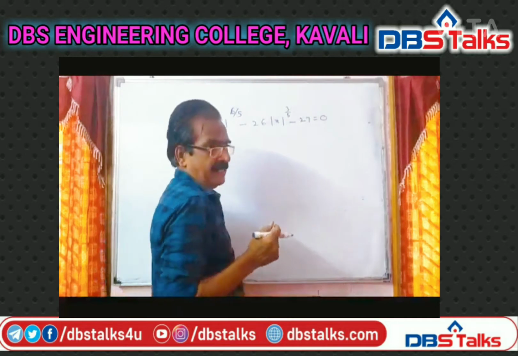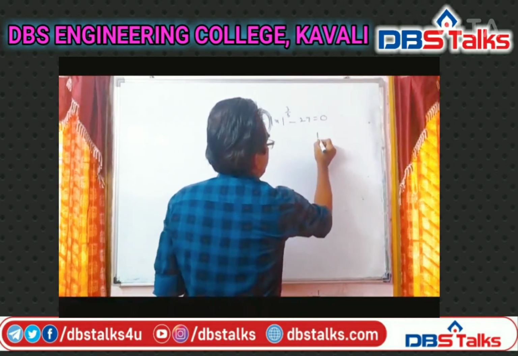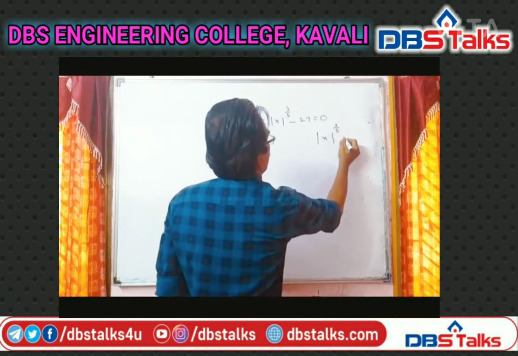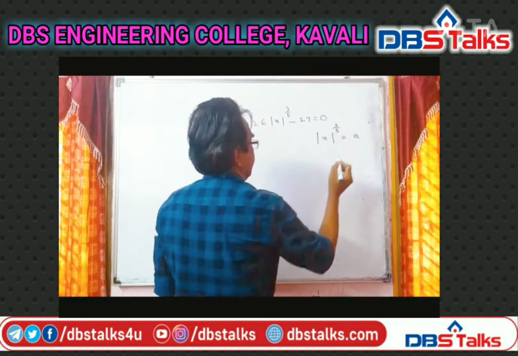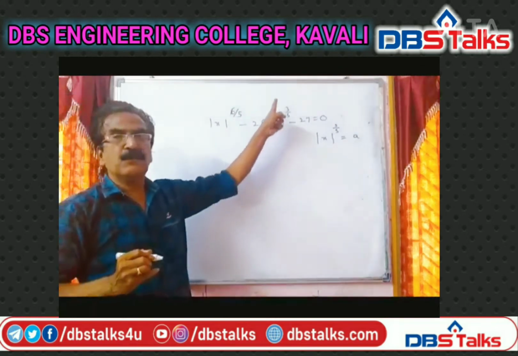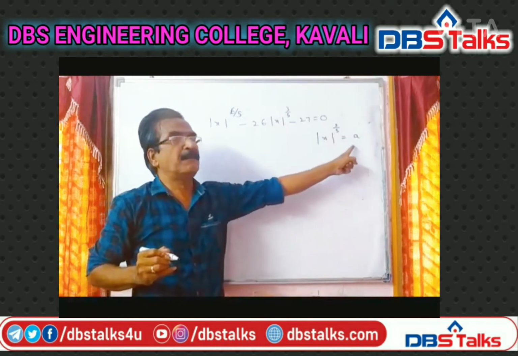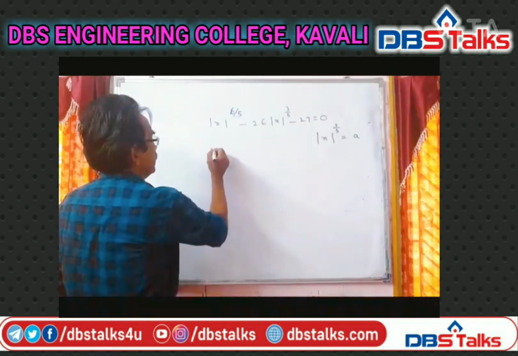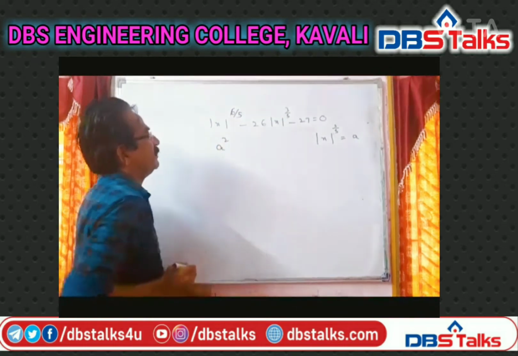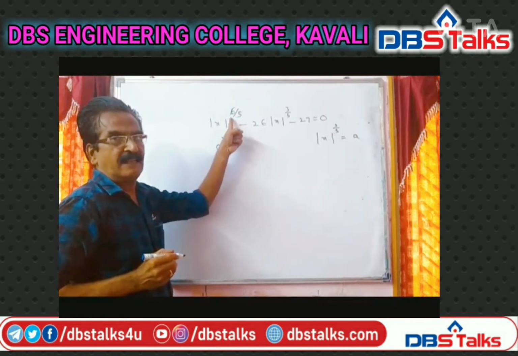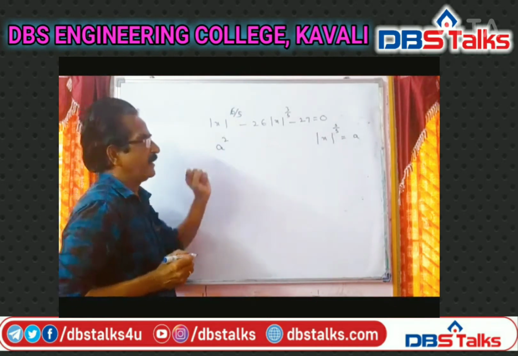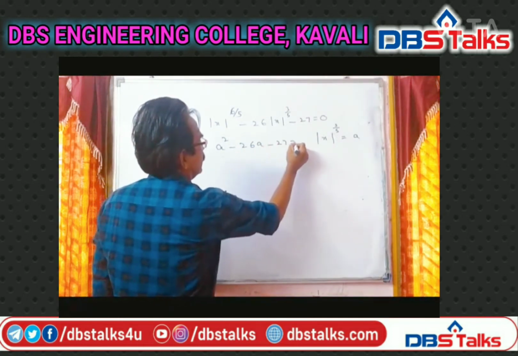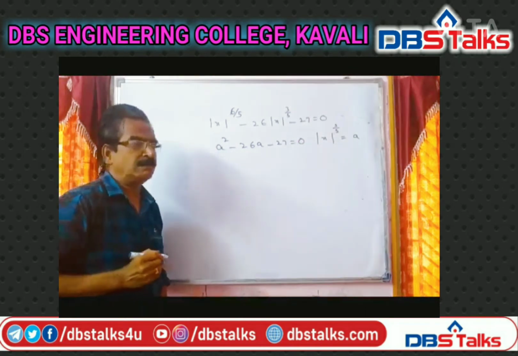So, as we did in the earlier problem, say |x|^(3/5) is equal to some a. Then this equation reduces to (a^(3/5))^2, friends. This is 6/5, which means 3/5 whole squared. So a^2 minus 26a minus 27 is equal to 0.